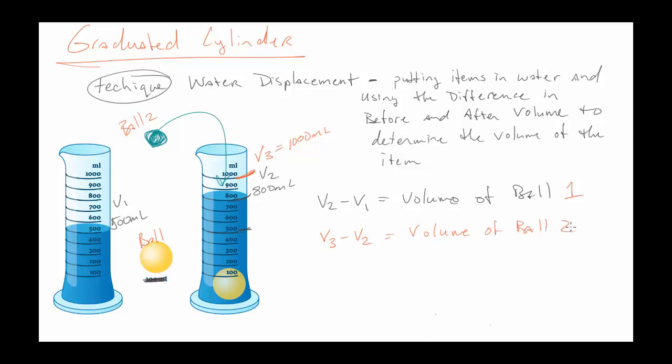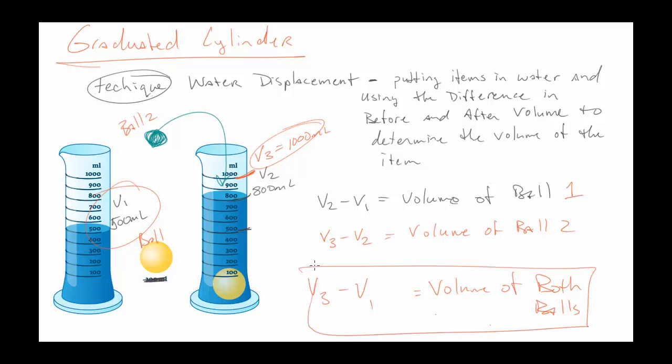Well, what if I needed to know the total volume of both of them? How would I figure out the volume of both balls cumulatively? This would be with no balls, and this would be with both balls in there. So I do V3 minus V1, and that would give me the volume of both balls. That's going to be important today because you're going to be pouring metal samples in, and we're going to want cumulative running total volumes of all the metal that's in that graduated cylinder.